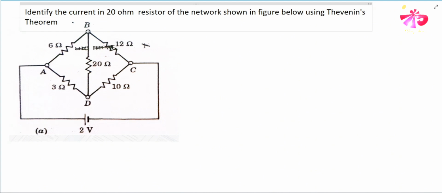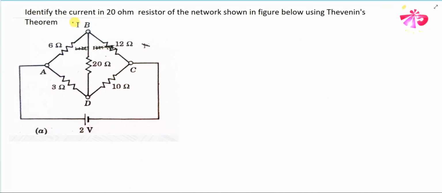In this video we are going to solve a problem using Thevenin's theorem. This problem is a bit more complicated than the previous one, so let's see how to solve such questions. These questions may sometimes confuse students, so we are going to solve it. Hope it will be helpful for you.